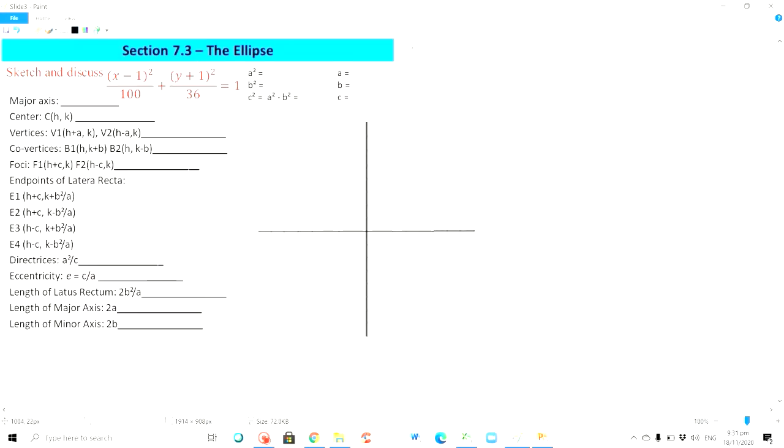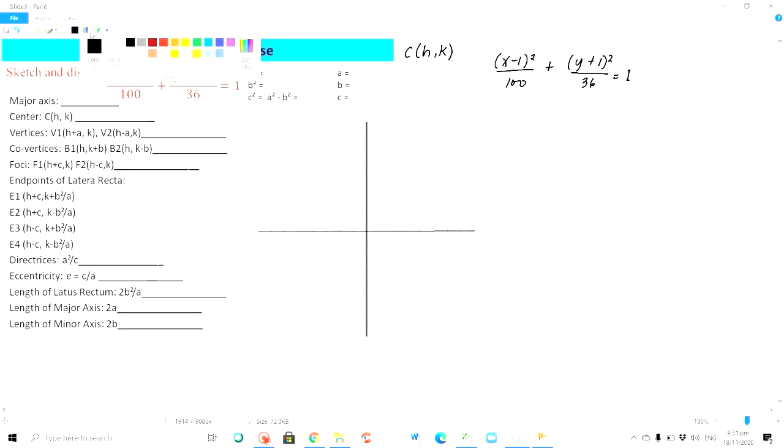This time, the center is at HK. Okay, so, tingnan natin yung example. So, (x minus 1) squared over 100 plus (y plus 1) squared over 36 is equals to 1. Okay, so tama na siya. Ang una natin ulit hahanapin is the a squared. So, here ang a squared natin is 100. Sulat na natin yan. So, therefore, your a is positive and negative 10.